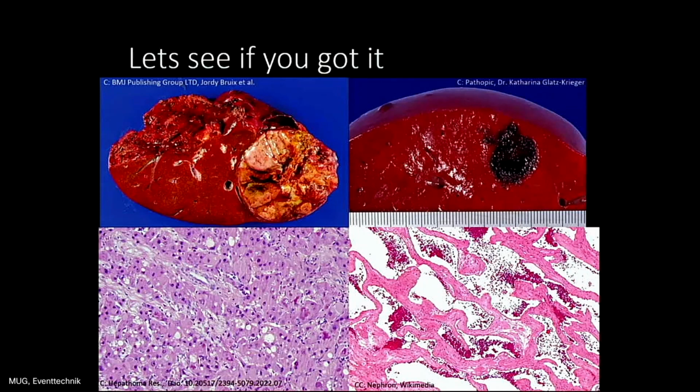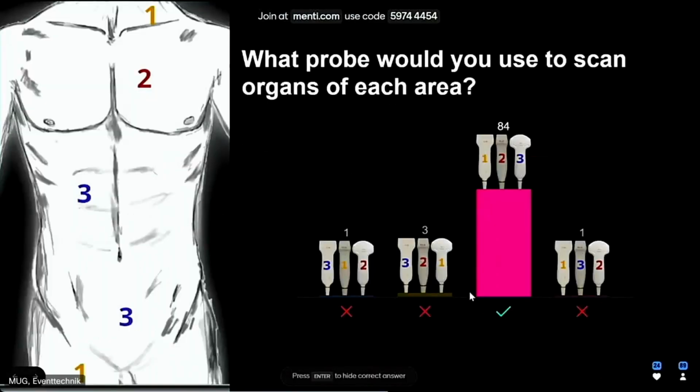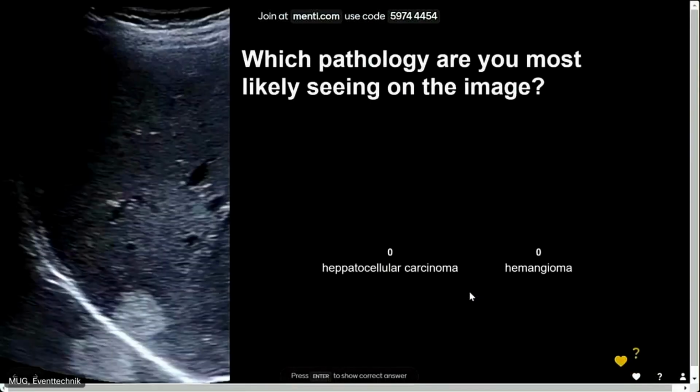And if you think back to our concept of the impedance steps, now we go to sonopathology, and we would like to ask you, the white lesion in the liver you see in this image, what is it most likely to be? A hepatocellular carcinoma or a hemangioma?